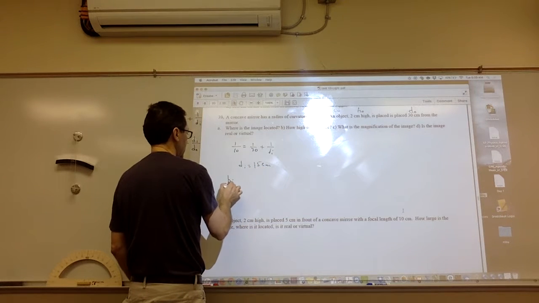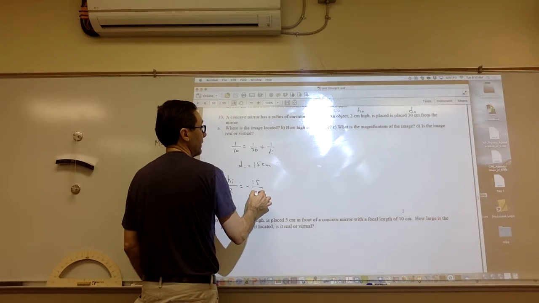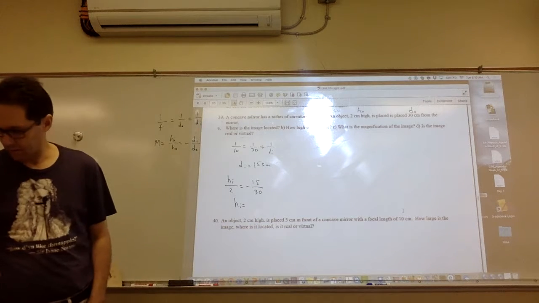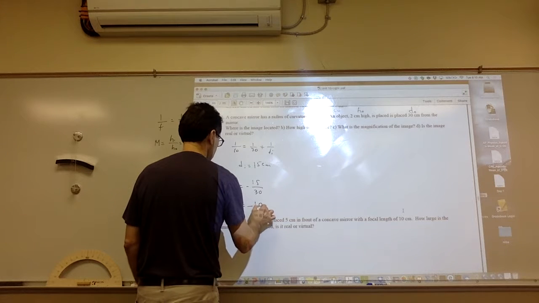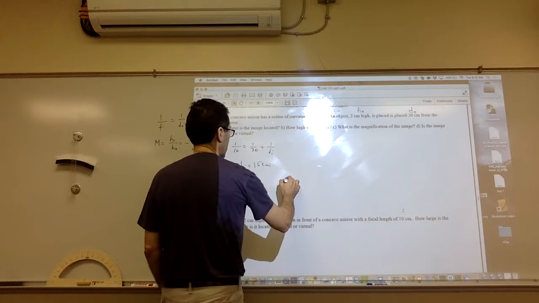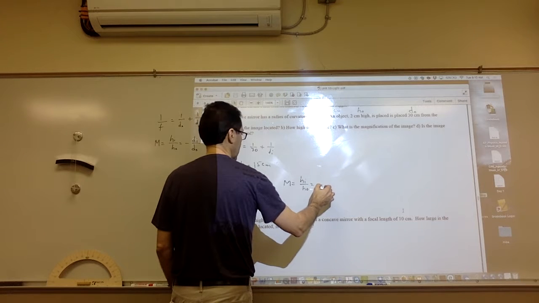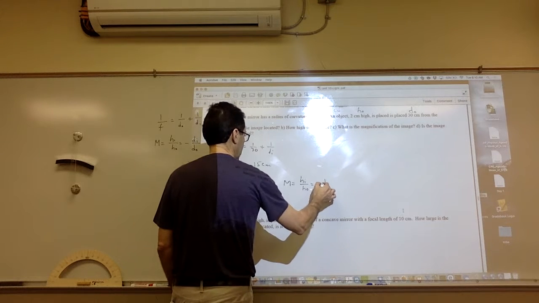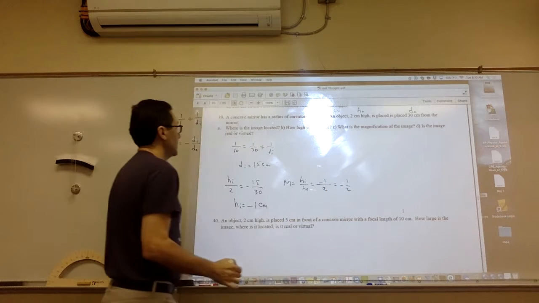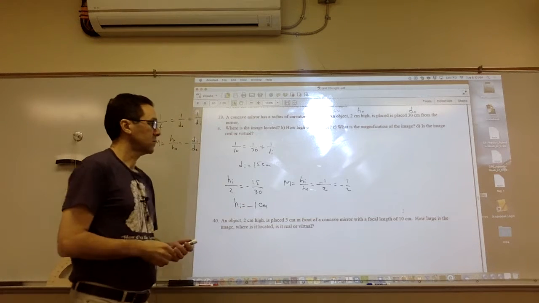How high is the image? Well, we're going to do HI over HO equals negative DI over DO. So HI is going to be negative 1 centimeters. Now the negative just means that it's flipped. So the magnification, HI over HO, is negative 1 over 2, so it's negative half. Is the image real or virtual? It's real because it's flipped.